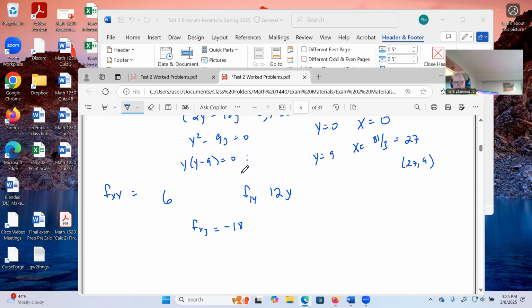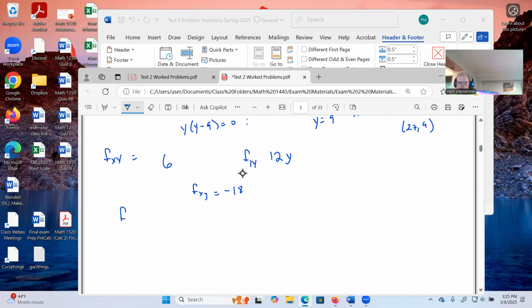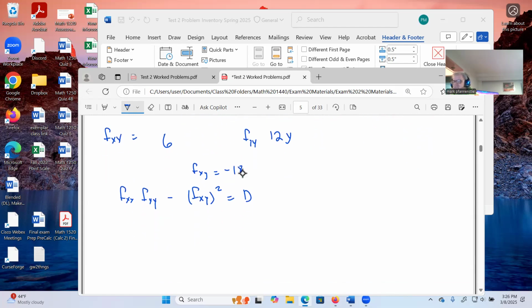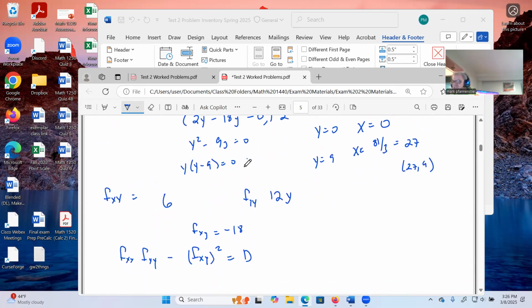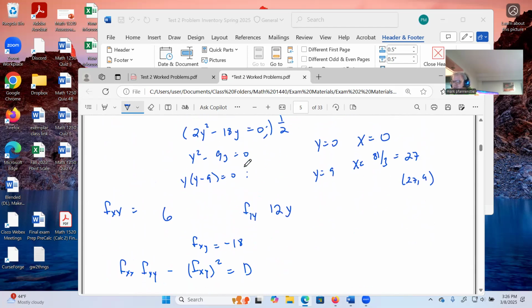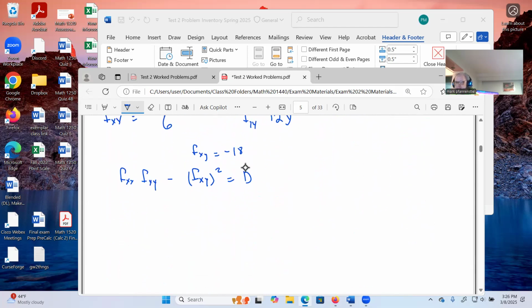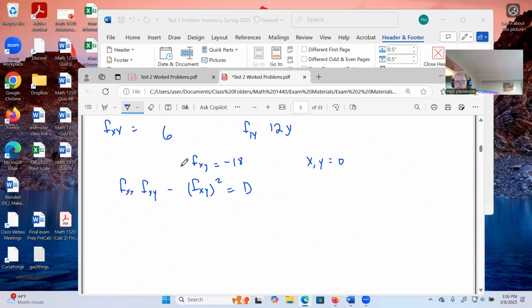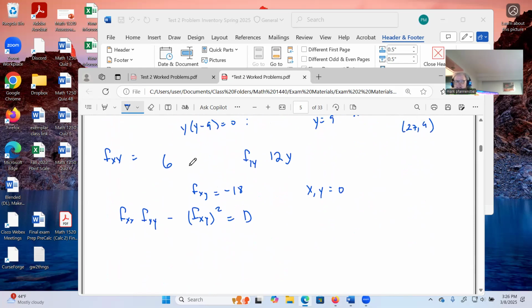Okay, so again, we need fxx times fyy minus fxy squared, and we're going to see what this actually turns out to be. The first thing we'll do is see what happens when x is 0 and y is 0, because that's the first point we have to work with. So x and y are both equal to 0. Okay, so we can go ahead and type out what's going to happen here.